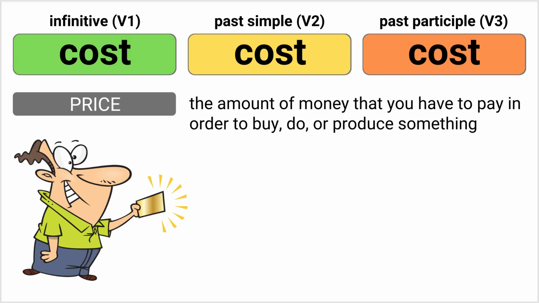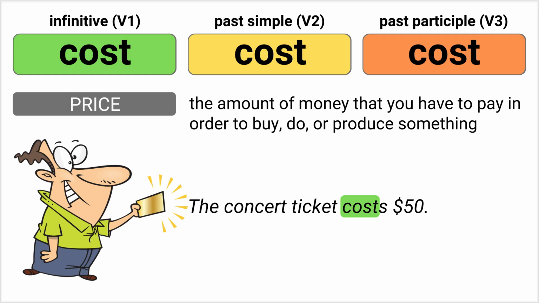Price. This is the most common meaning. We use cost to describe the amount of money needed to buy or do something. This is the money you have to pay in order to buy, do, or produce something. The concert ticket costs $50. In this sentence, costs is used in the present simple tense to describe the current price of something.